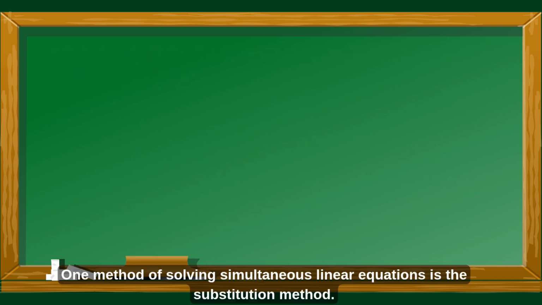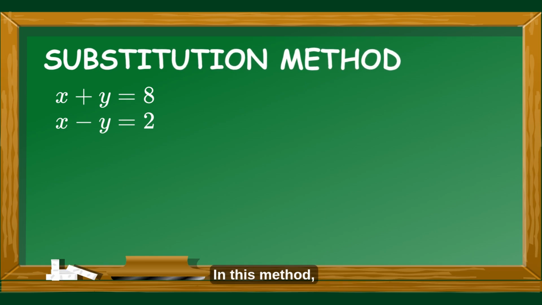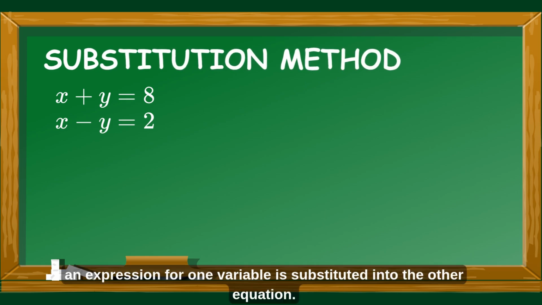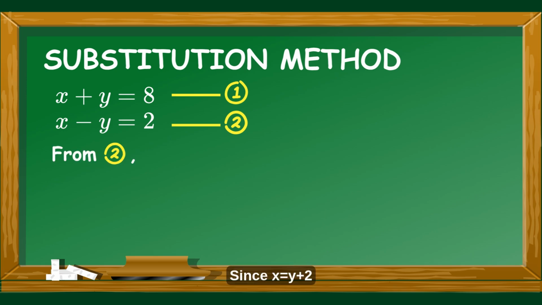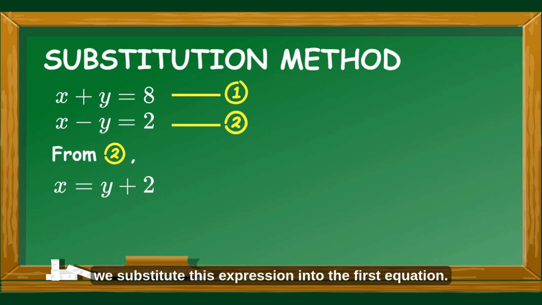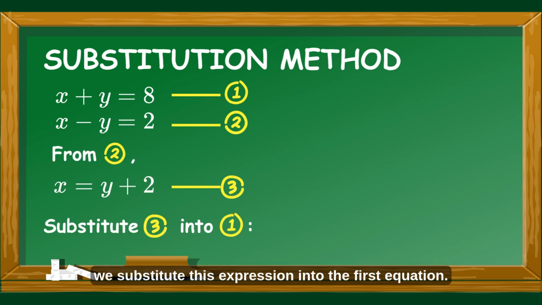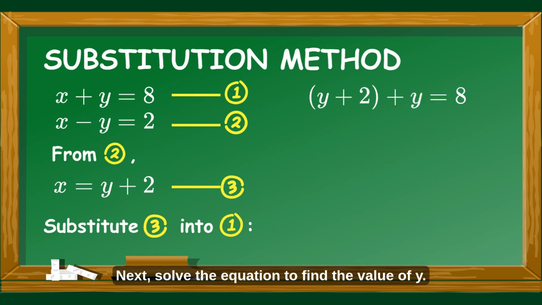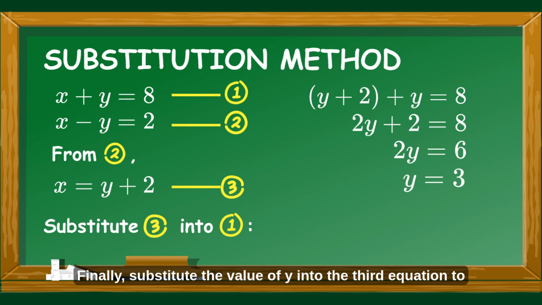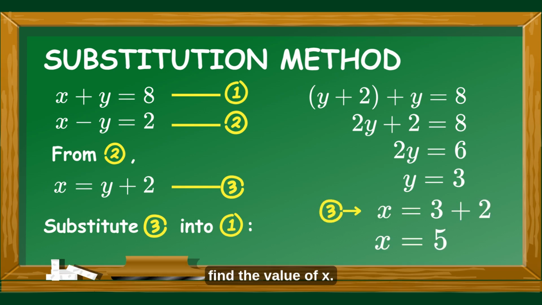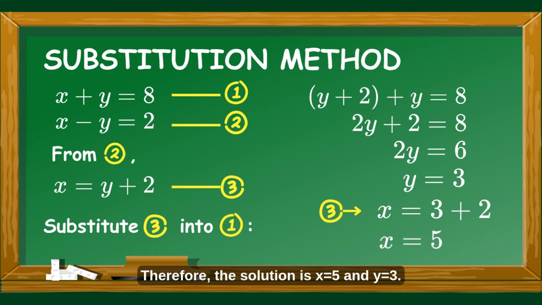One method of solving simultaneous linear equations is the substitution method. In this method, an expression for one variable is substituted into the other equation. Since x equals y plus 2, we substitute this expression into the first equation. Next, solve the equation to find the value of y. Finally, substitute the value of y into the third equation to find the value of x. Therefore, the solution is x equals 5 and y equals 3.